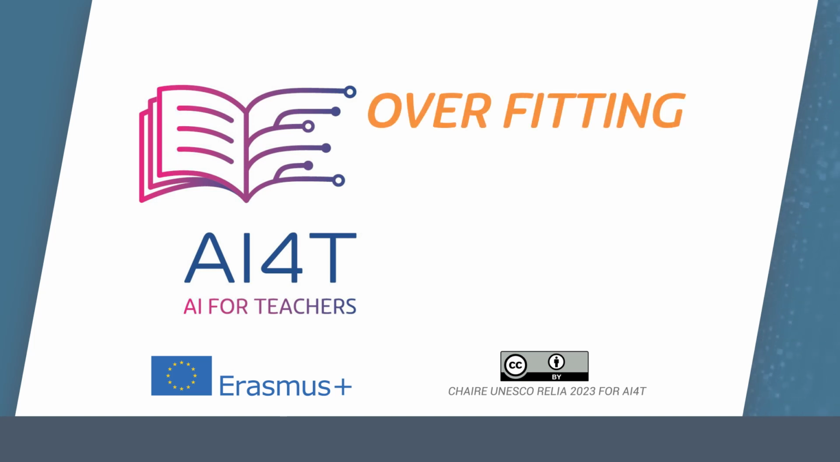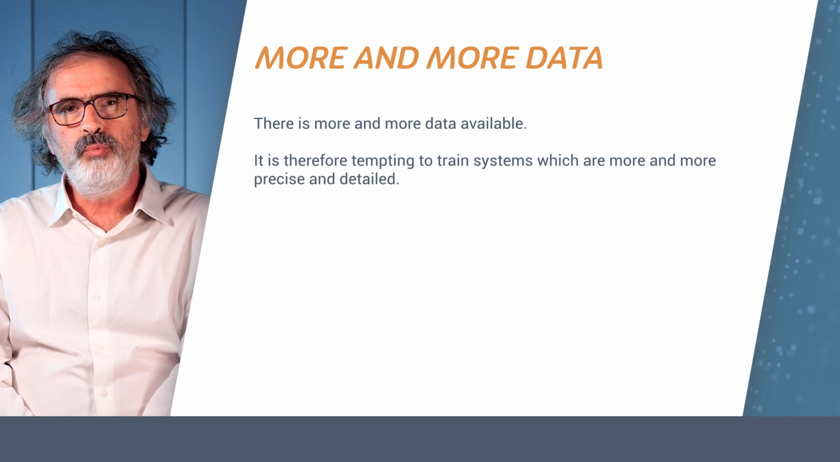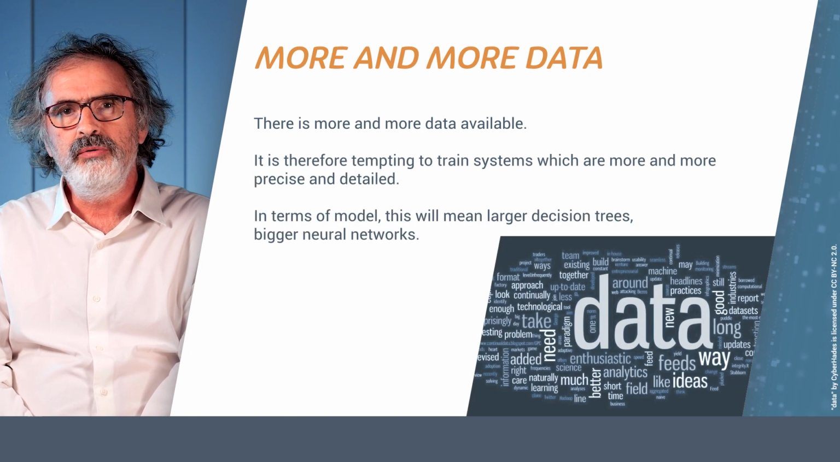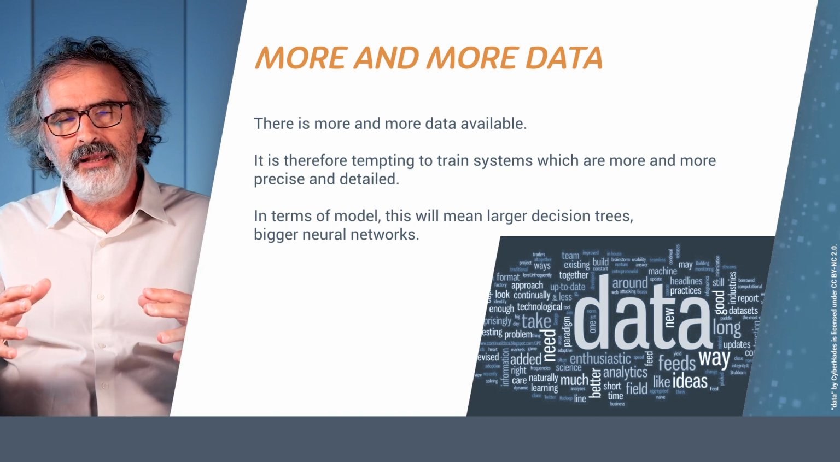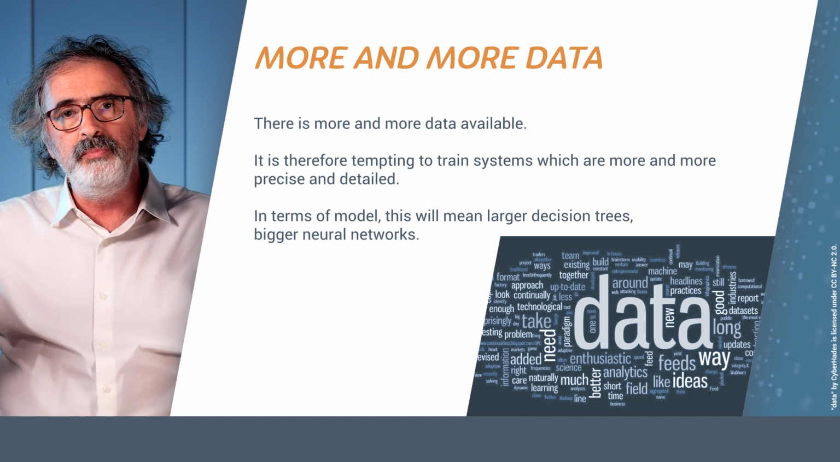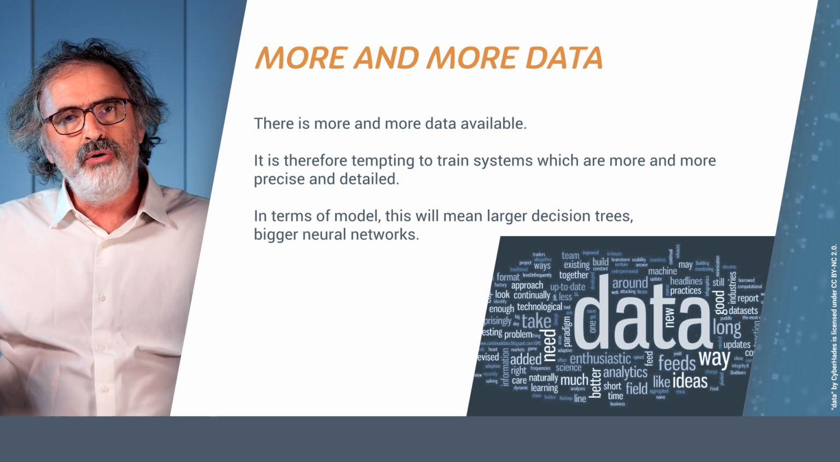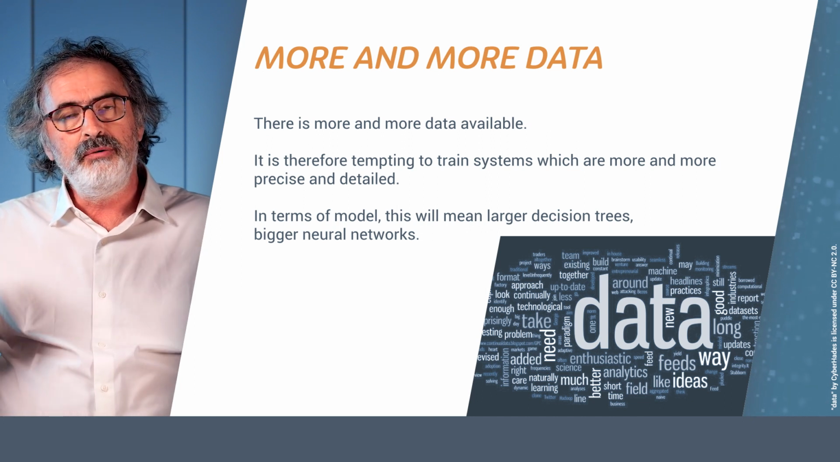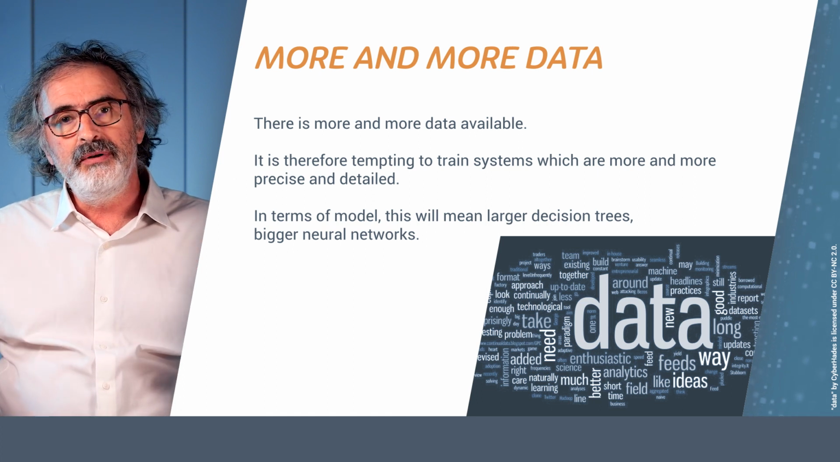There are many strange phenomena in machine learning. One of them is called overfitting. The key idea with overfitting is that there is more and more data available, and therefore we would feel that the more data we have, the more complex the rules we're going to build are, and therefore we are encouraged to build more and more complex rules, and we hope that the more complex the rules, the better they work.